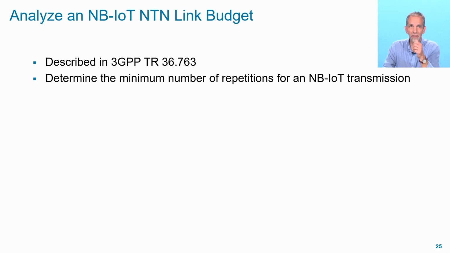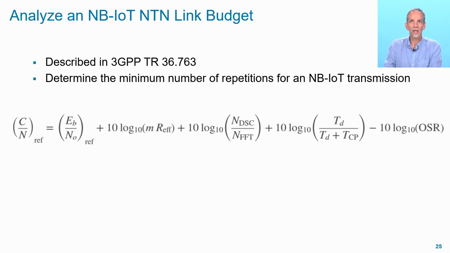And it's very interesting. It defines the minimum number of repetitions for a narrowband IoT transmission. So basically the way that 3GPP decided that it's going to handle a bad CNR or SNR is that just keep on repeating it. It is repetition coding, the most basic form of error control coding that exists in the world.